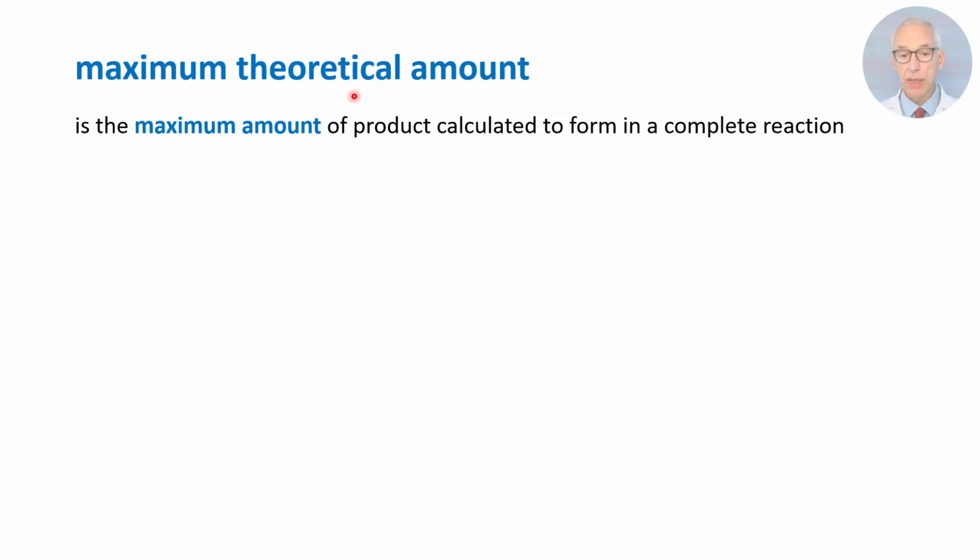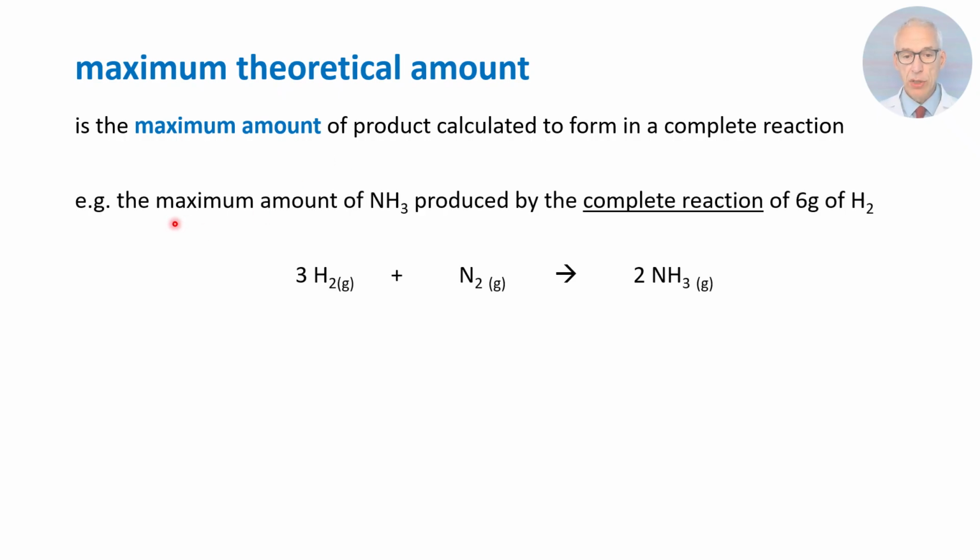Maximum theoretical amount is the maximum amount of product calculated to form in a complete reaction. So if we look at an example, the maximum amount of ammonia, NH3, produced by the complete reaction of 6 grams of hydrogen. Well, we can calculate that in the normal way from a balanced chemical equation. So we have a mole ratio of 3 moles of hydrogen to 2 moles of ammonia.